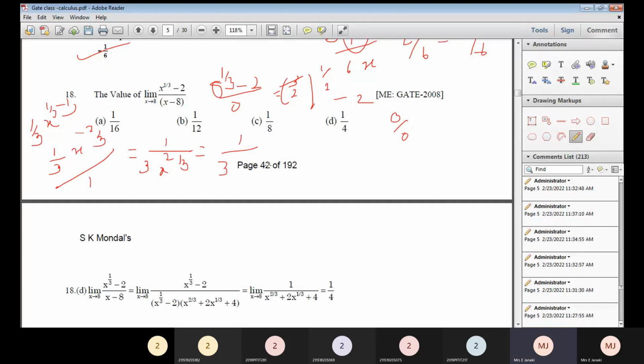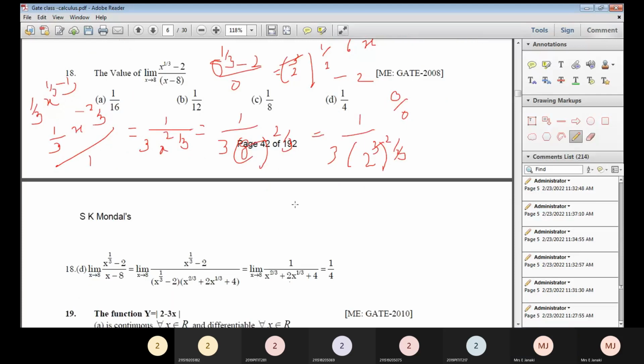So now this is 3 and this is 8 power 2 by 3. So 1 divided by 3 into, that 8 becomes 2 cube, 2 power 3. Then 3 gets cancelled, 2 square is 4, and 4 into 3 is 12. So 1 by 12 is the correct answer.